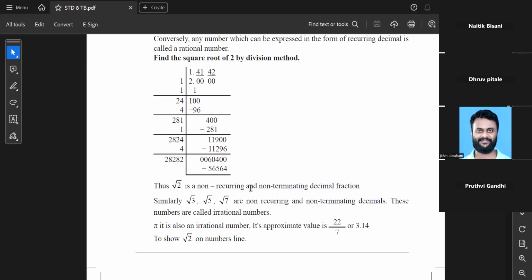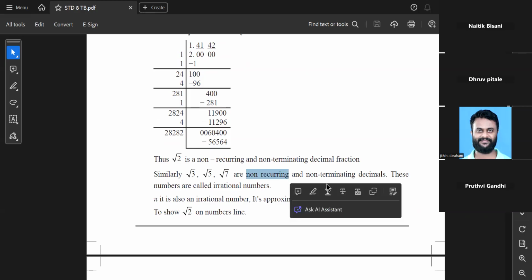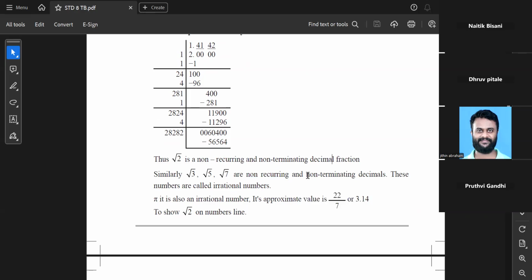Okay? They are non-terminating. They will not end. But उनमें repetition है क्या? No, they don't have repetition. So they are called as non-recurring also. Similarly, in root 3 also, when you try to find root 3, when you try to find root 5, when you try to find root 7, all these numbers, they don't have recurring numbers. Hence, we say it is not recurring. But at the same time, it is also not stopping. It is continuing further. So we call it as non-terminating also. All these numbers are called as irrational numbers.